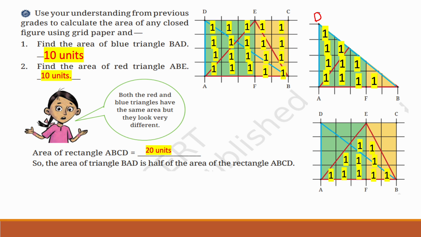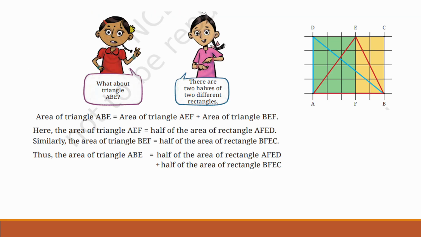BAD is only 10 units. Then, what about the rectangle? It is 20 units. So, the area of triangle BAD is half the area of rectangle ABCD. The area of triangle ABE, this red triangle, is equal to the area of triangle AEF plus the area of triangle BEF.